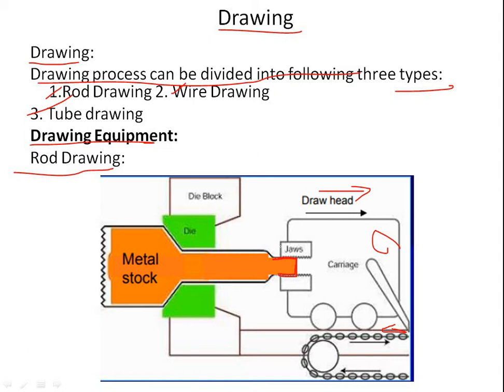This is the workpiece, which the jaws are holding. This is the workpiece which is held by the first jaw, and this is the second jaw. Above and below the workpiece, there are jaws which hold the workpiece properly. And over here there is a die and die block.